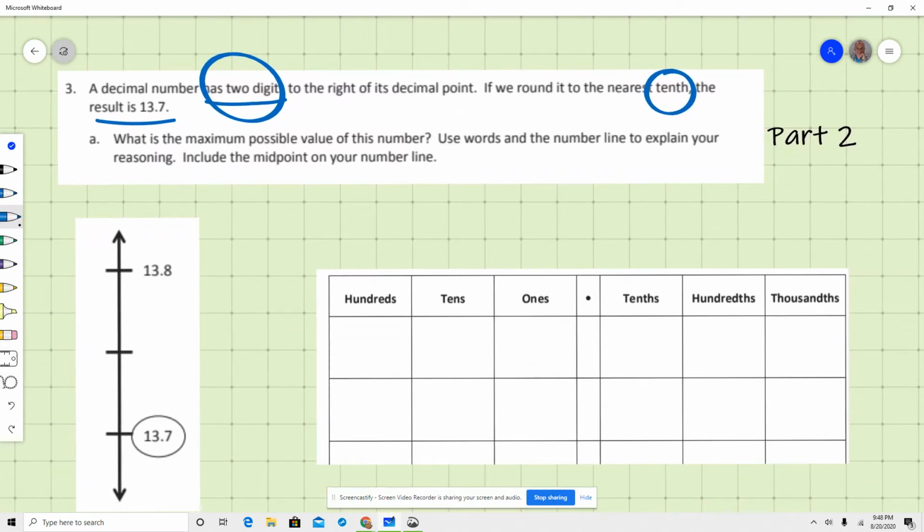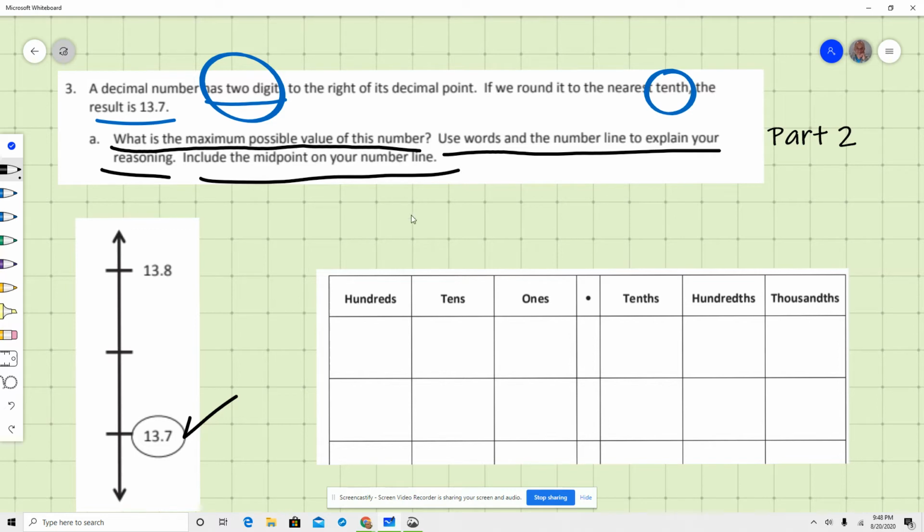What is the maximum possible value of this number? This question is not very clear, but what they are asking is what is the maximum value of a number that can be rounded to this number, 13.7, because they already rounded the number for us. And then it gives us directions: use words and the number line to explain your reasoning. Include the midpoint on your number line. Easy peasy. This is how you're supposed to tackle these problems.